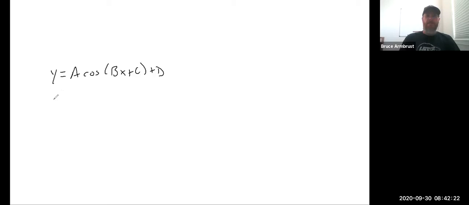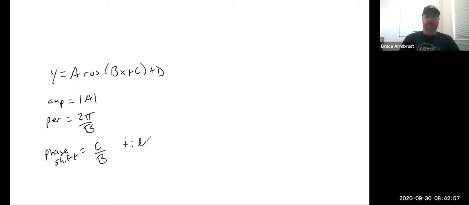To find amplitude, that's always the absolute value of A. Amplitude is always positive, so it's the absolute value of A. The period is going to be 2 pi divided by whatever the multiplier is on x, so that tells us how frequently it repeats. The phase shift, this is always C over B. So it's whatever that's being added inside, we have to divide by this multiplier. And just remember that if it's an addition, this is a shift to the left. If it's a subtraction, it's the shift to the right. So it does the opposite of what you think.